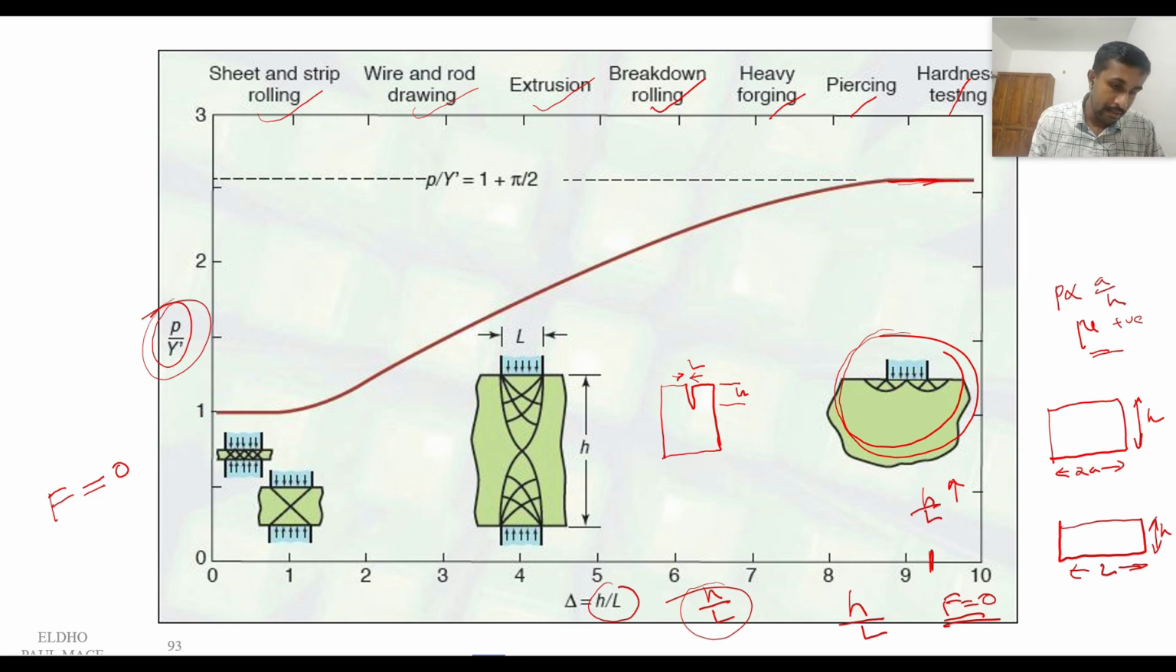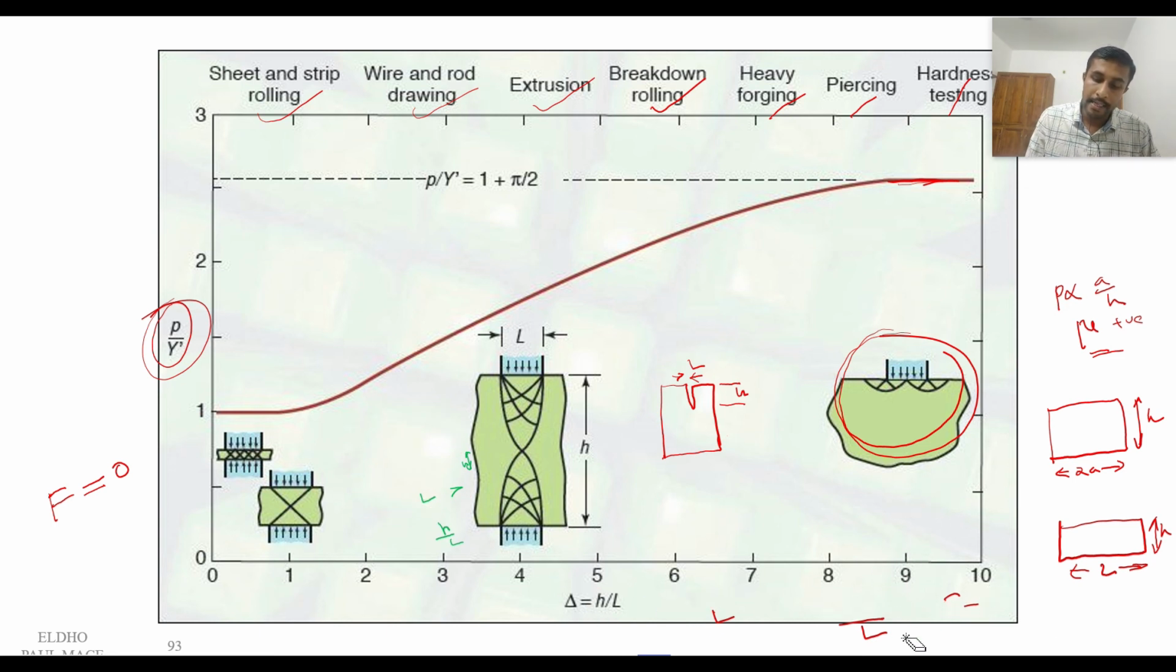But here in this rolling process we have two rollers and a workpiece. This is a workpiece. Here we can see this is L and this is S. So the S by L ratio here will be lower. That is why this is lower. The S by L ratio is a lower value. So this is the variation of the S by L ratio in different processes.